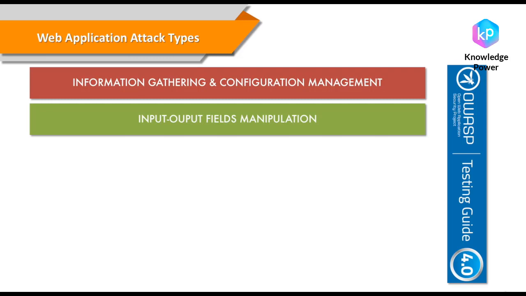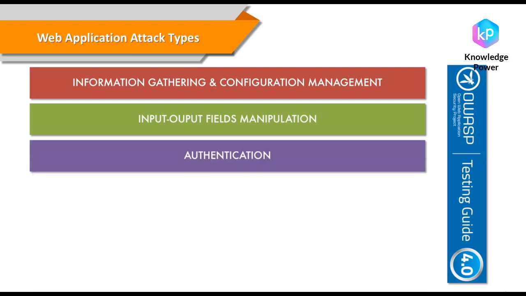Then, data exchanged between the client and the server is manipulated. The application is forced to make mistakes. We analyze what the application does in unexpected situations. The authentication mechanism is a critical part of an app. We'll try to find out the flaws of the mechanism.